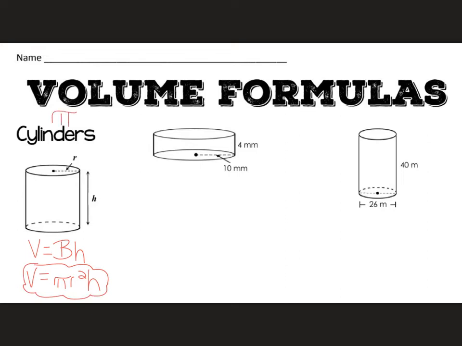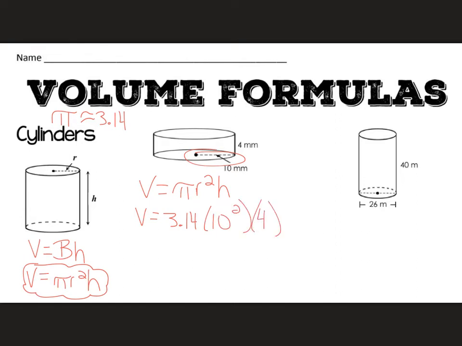Reminder that we will use the approximation for pi 3.14. Formulas are nice. I call them plug and chug. We're going to plug things in and we're going to get our answer out. So I have a cylinder here. I'm going to write my formula, pi r squared h. So my volume is going to be pi. I'm going to use the approximation 3.14. My radius here is 10. So 10 squared times my height is 4.